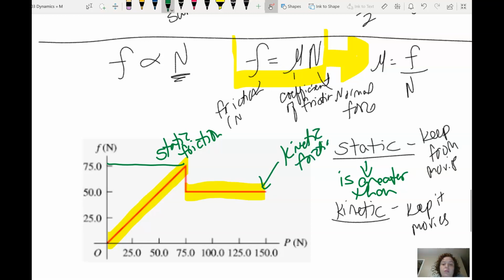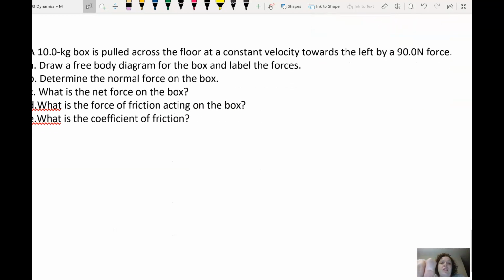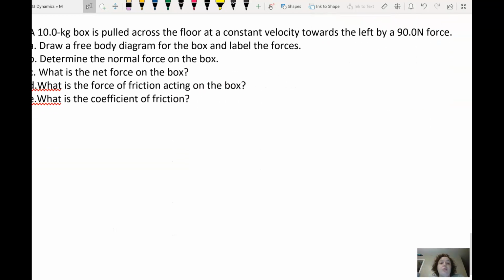Basically, it's just a graph. This is the friction force versus the applied force. The graphs are always the exact same shapes, okay? Let's try a sample problem. And the way we're going to do it is the most common, with all the steps. They're not really hard, but there's a couple of them.